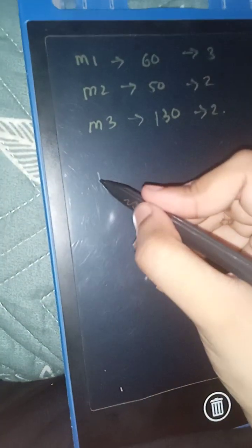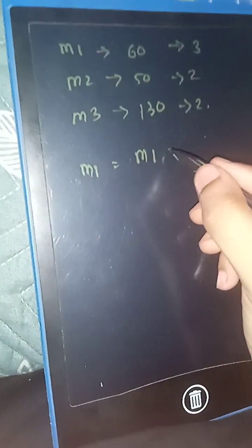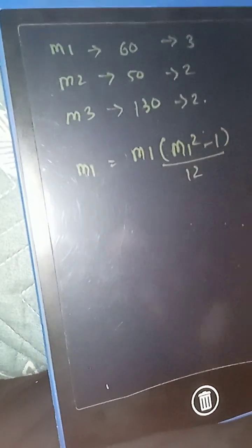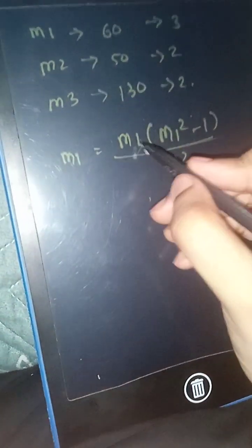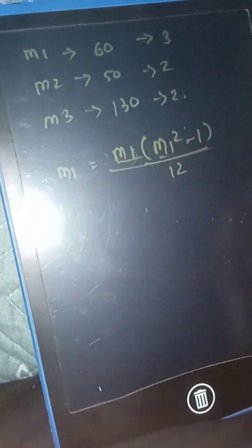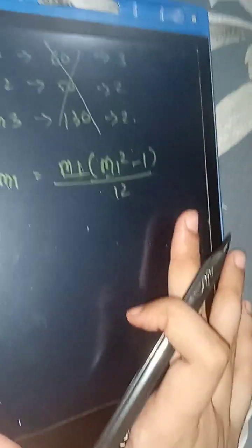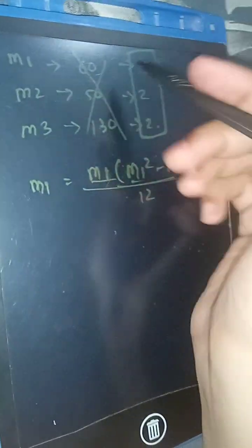What our formula says is to calculate M1 using m1 times the bracket of m1 square minus 1, upon 12. This was the whole formula for m1. It is the same for m2 and m3. You just have to replace the numbers only from here and here. This part is of no use for the calculation of m1, we just have to take this into consideration. Just for ease, I wrote this.